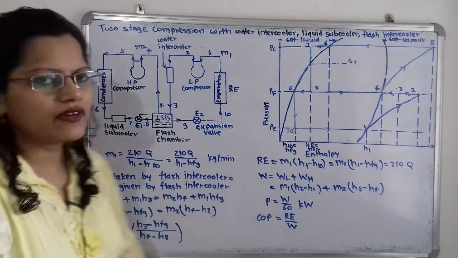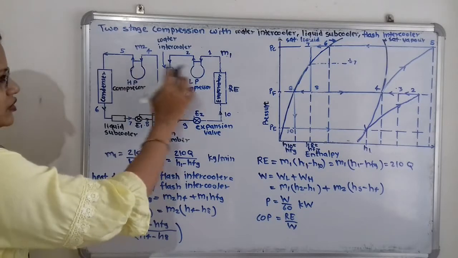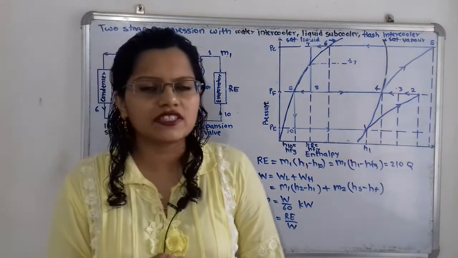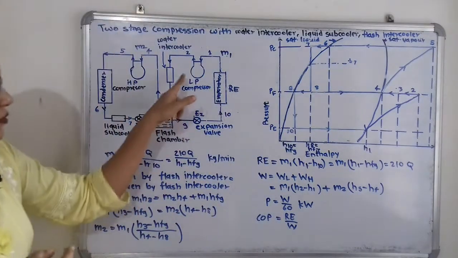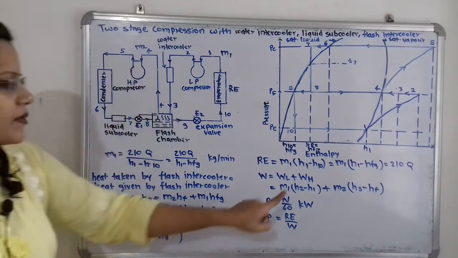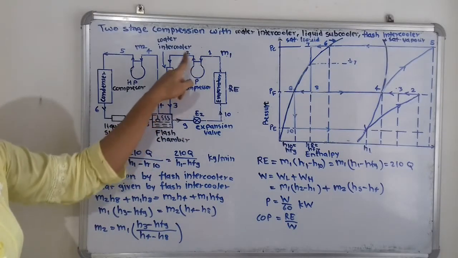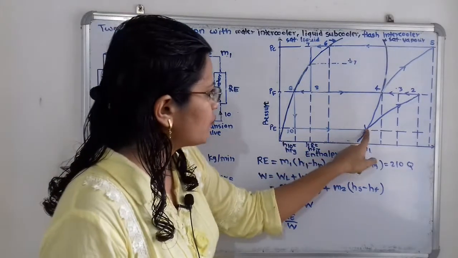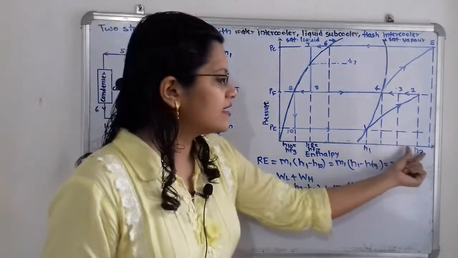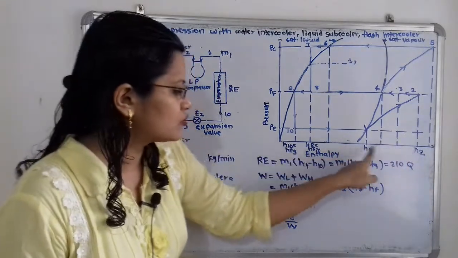Then we will move to the work done. Here work is done during the compression process, that is the low pressure compressor and high pressure compressor. So total work done is equal to work at the low pressure compressor, that is WL, plus work at the high pressure compressor, that is WH. So how to find out? The low pressure compression process is 1 to 2. So here enthalpy we have to write H2. What is the mass here? M1 multiplied by the enthalpy difference H2 minus H1.